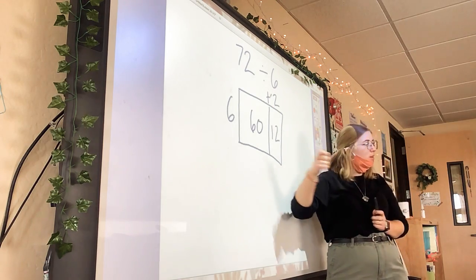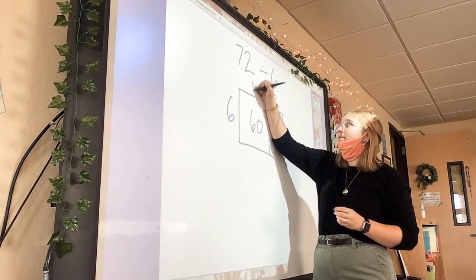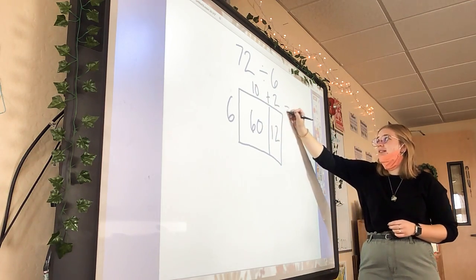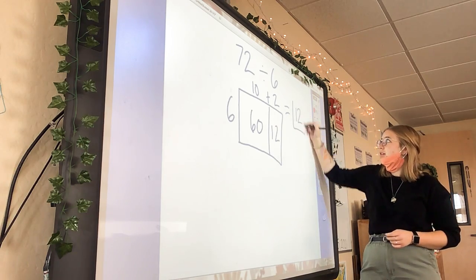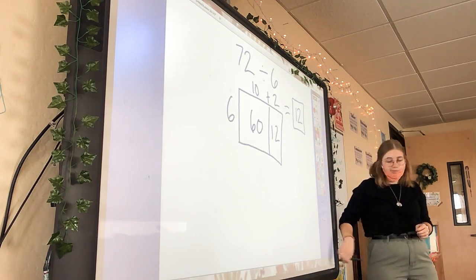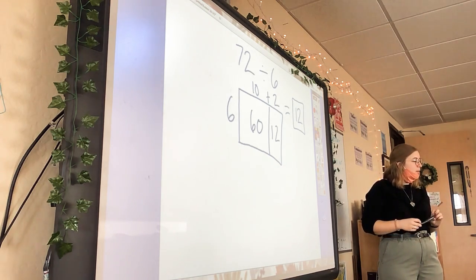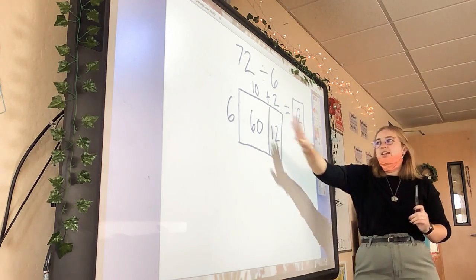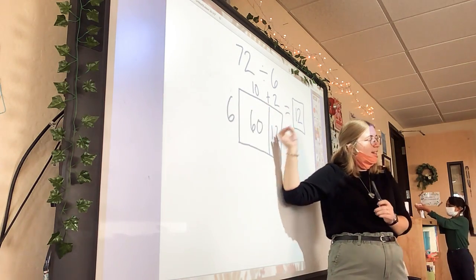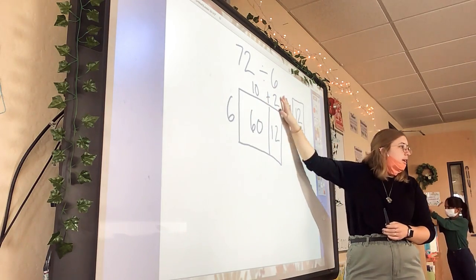My friends, what do I multiply 6 by to get 60? Go. 10. Okay, so what's 10 plus 2? 12. So what's my answer? 12. Okay? You guys are making it harder than it is. You just divide this box by this and this box by this. You add those two together and you get your answer.